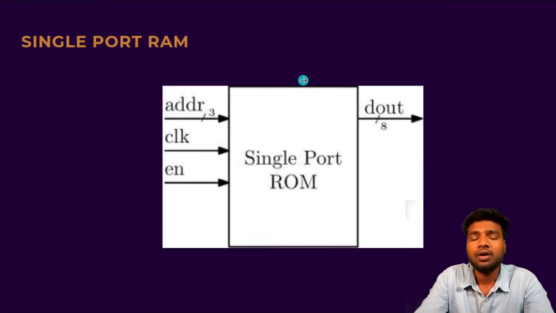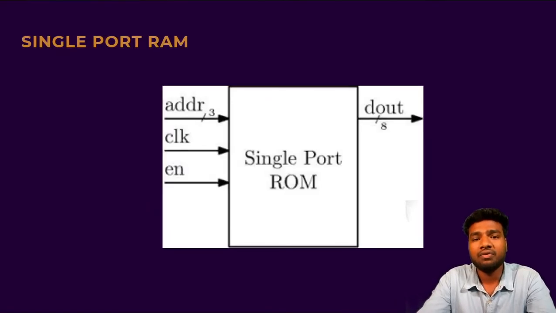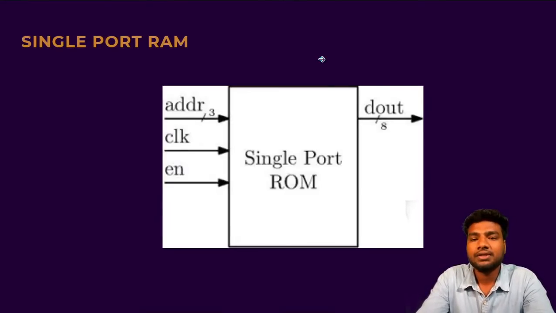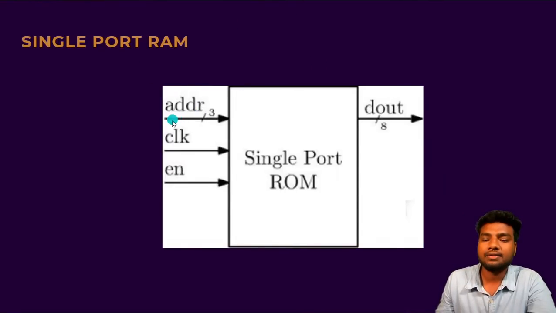But in dual port RAM, you can do them simultaneously. You can write and read simultaneously. You can write to a different address and read from a different address. So this is the difference. In the single port RAM, you have only one address. You can do only read or write at a time. You can't do both at a time. So this is the main thing.